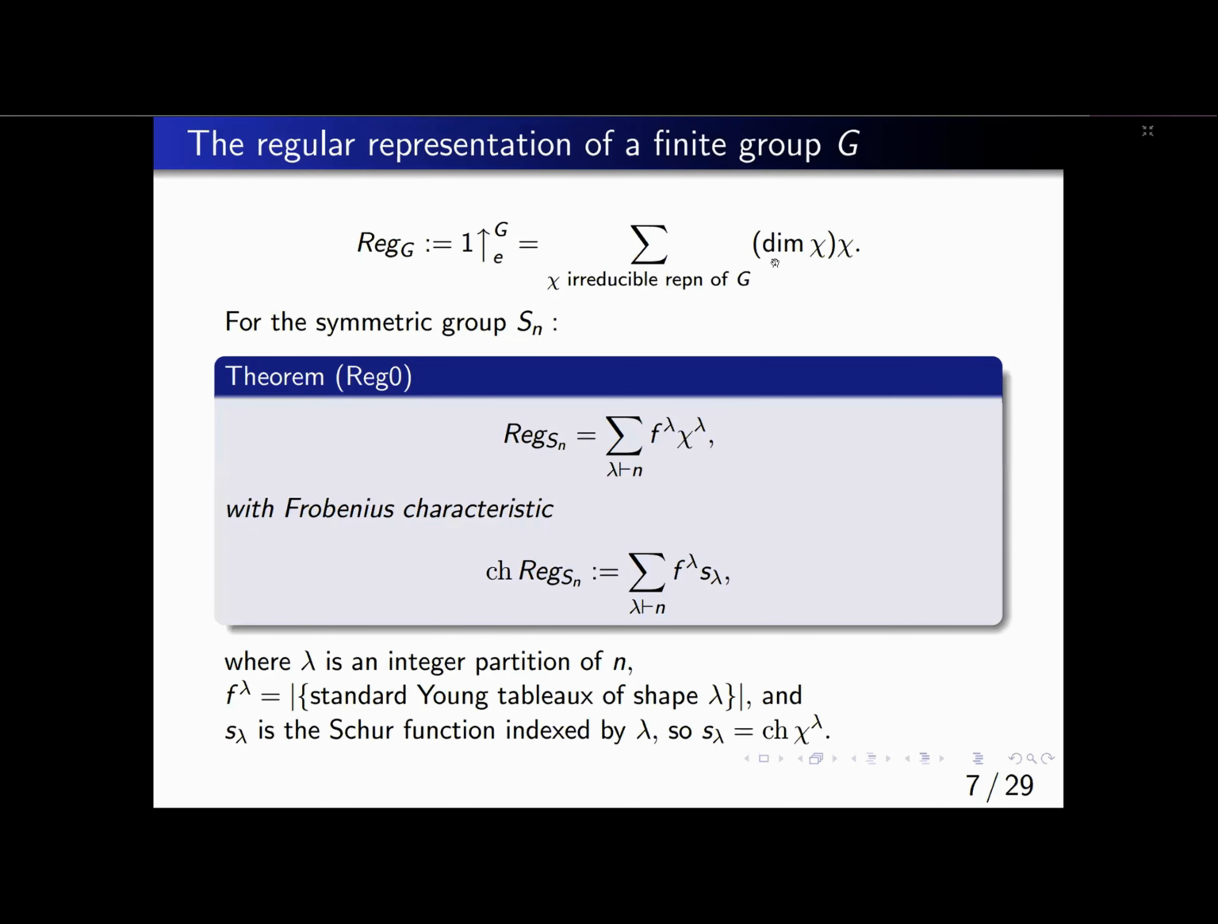Okay, the regular representation. From basic representation theory, this is what happens in the symmetric group. We have this familiar decomposition of the regular representation into irreducibles. The irreducibles correspond to Schur functions, and they occur with multiplicity. Can you see my cursor when I do that? Sorry, I don't know if you can see that. The f^lambda is the degree of the irreducible, so it's the multiplicity of the irreducible representation.